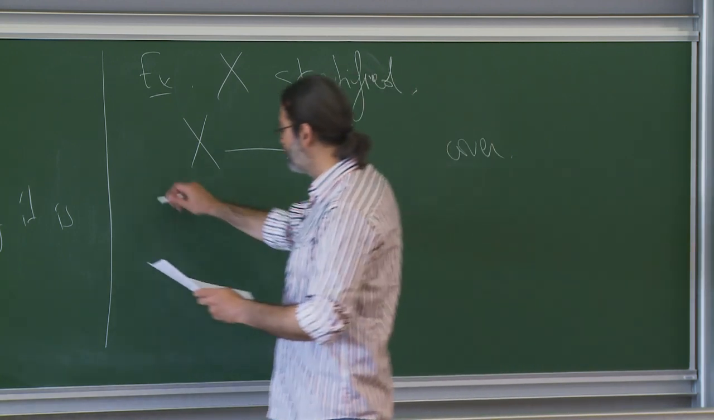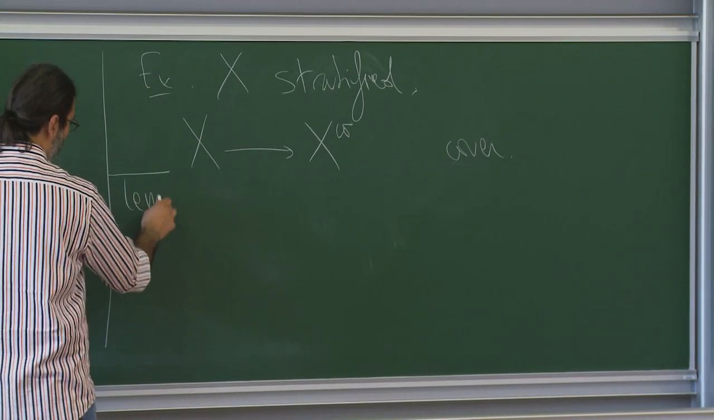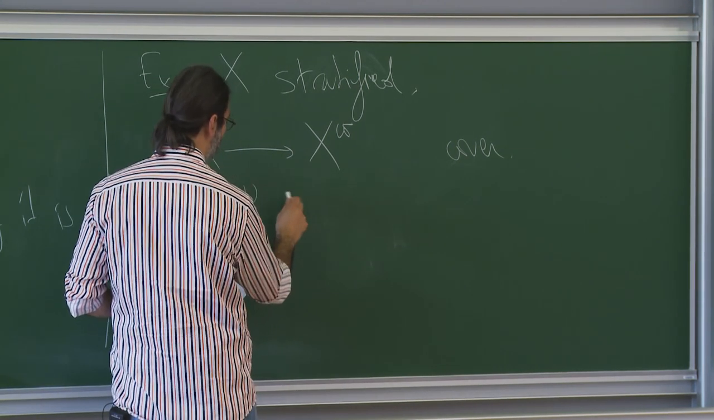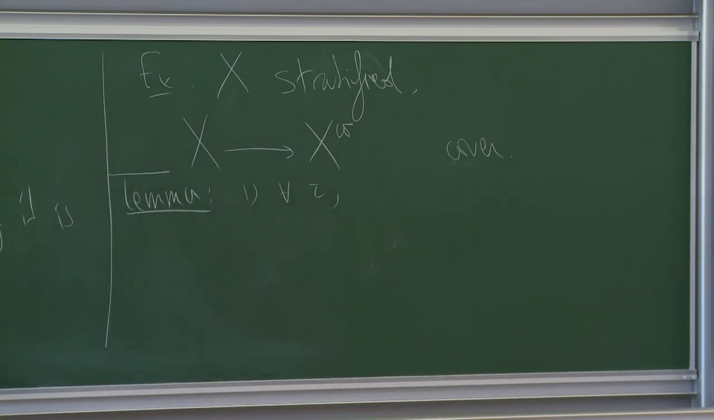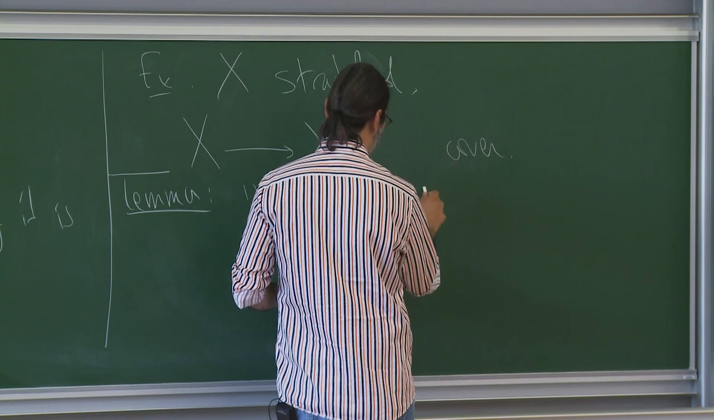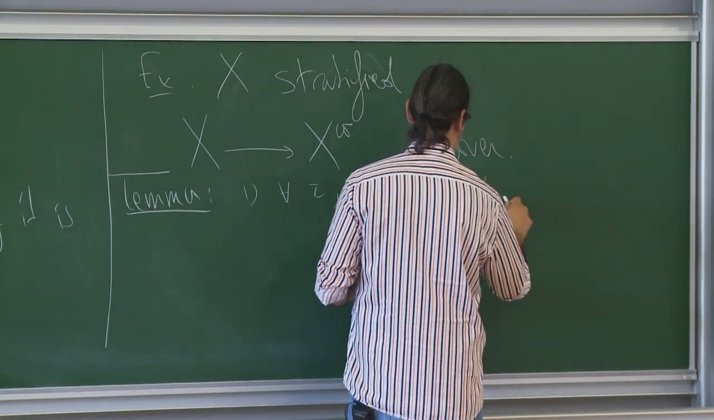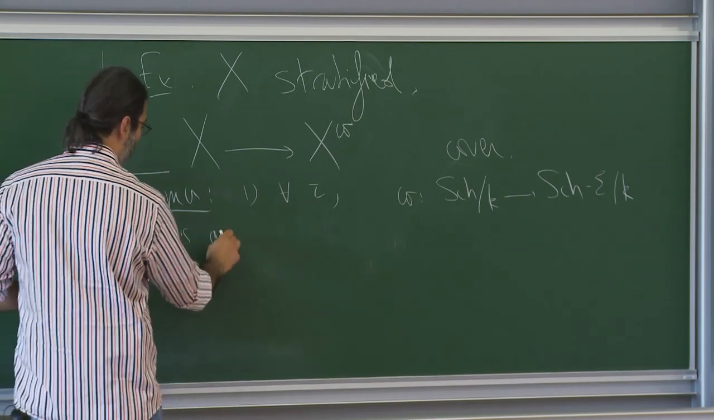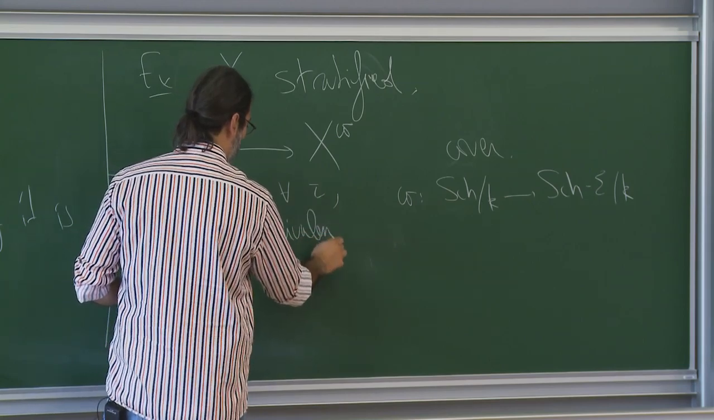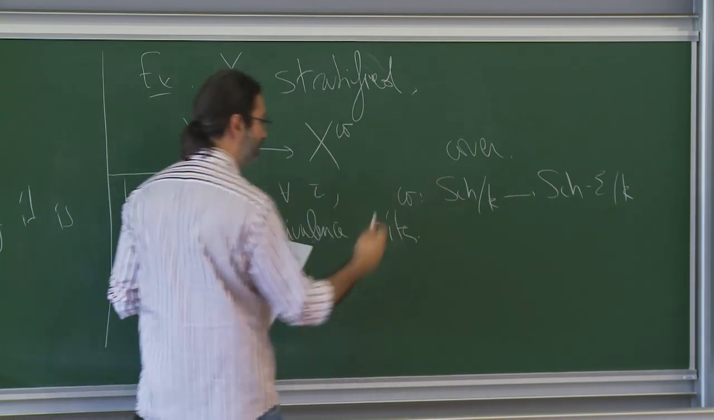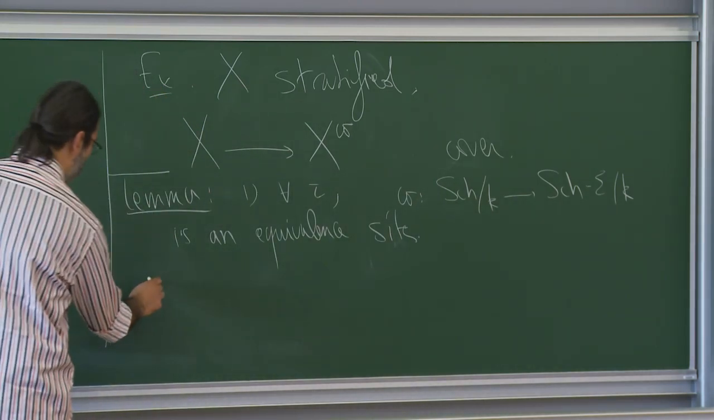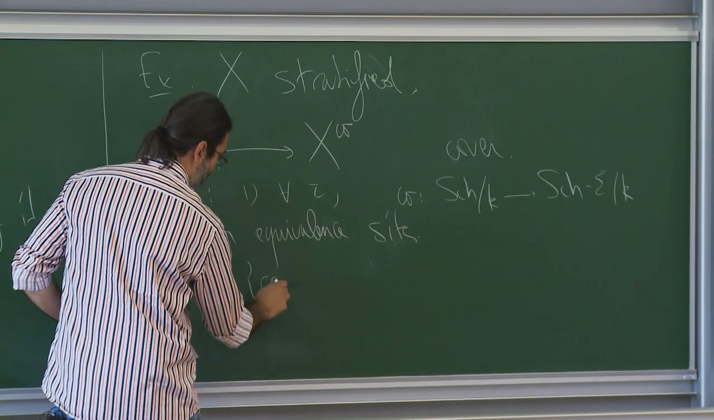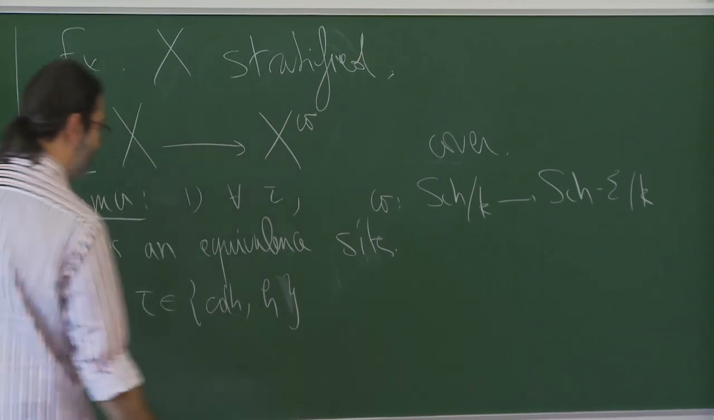So you have this basic simple lemma. The first part is very easy. For any possible choice of tau, the functor from Sch_k to Sch^Σ_k induces an equivalence of sites, which defines an equivalence of topoi. The second one is more interesting. It's only true when I assume that tau is either the cdh topology or the h topology.